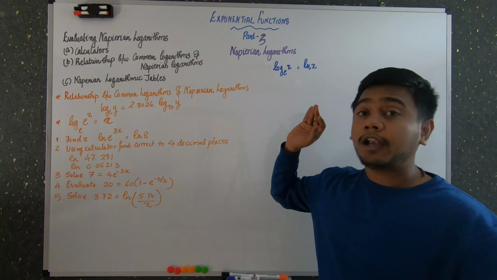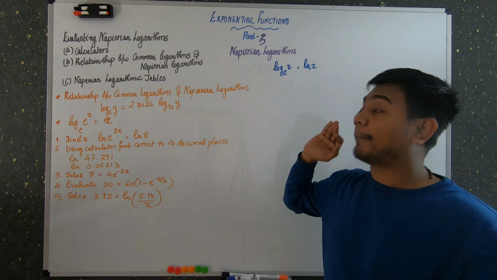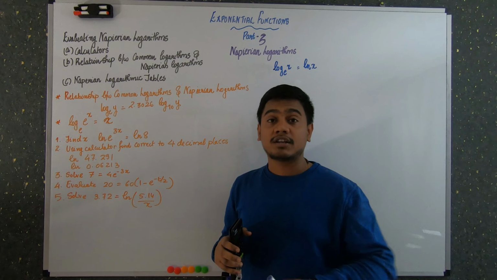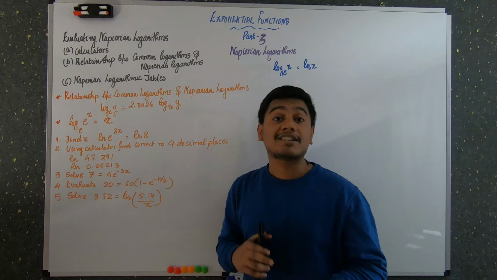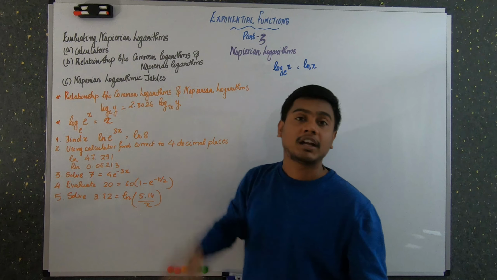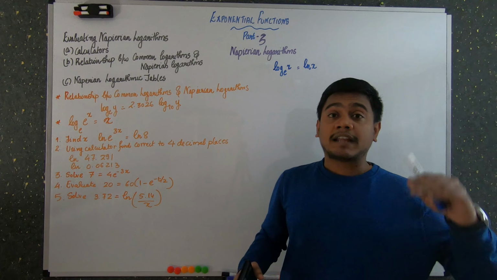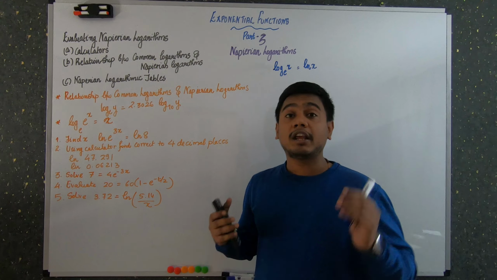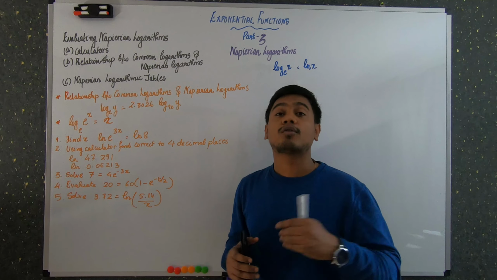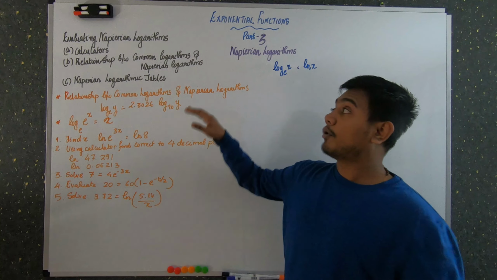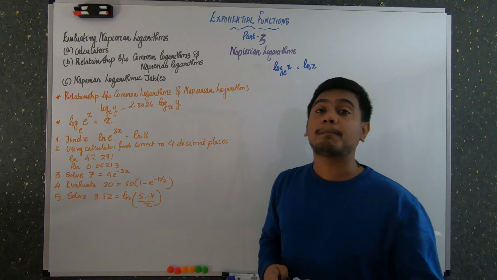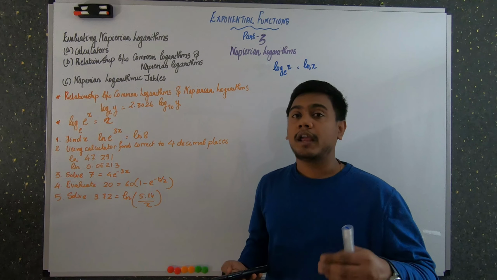To evaluate Napierian logarithms, you have three ways. You can do it through calculators, or you can use the relationship between Napierian logarithms and common logarithms, or you can use Napierian logarithmic tables. As time has evolved, people rarely use logarithmic tables now, which give you up to four significant figures. Now the most commonly used method is the calculator. Using calculators, you can simply find the logarithm of any number.